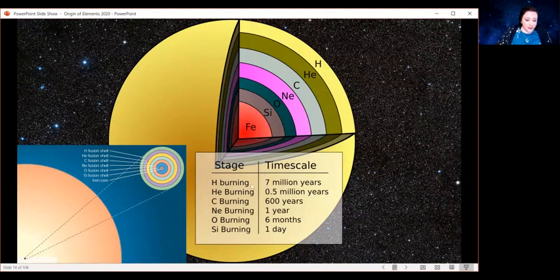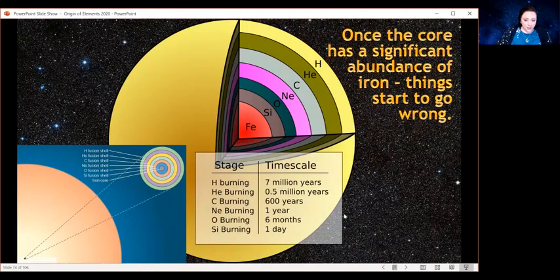So for a star like this, it'll last 7 million years for its hydrogen fuel to run out, but then only 500,000 years for its helium, and then only 600 years for carbon, only a year for neon, only 6 months for oxygen. And again, once you get to silicon, it's all but done for. The silicon is making iron. And once you've got most of this, the core being iron, things are going to start to go wrong. So let's talk about what's happening there.